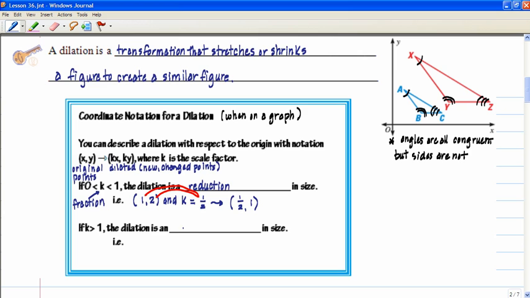If k is bigger than 1, then the dilation is an enlargement. So I took those same original points, (1, 2), and k was 4. Then I'm going to multiply each of those original coordinates by 4 to get my new or dilated coordinates. So that would lead me to (4, 8).